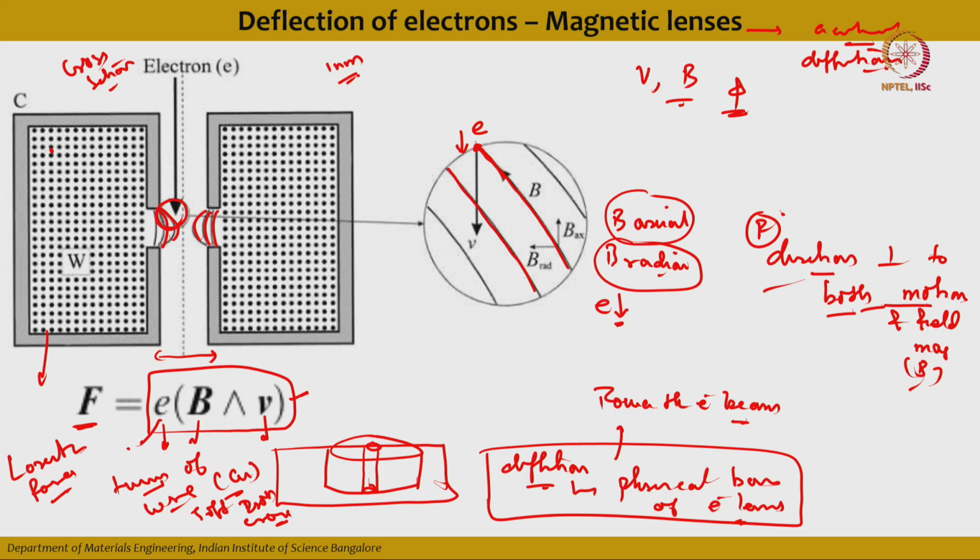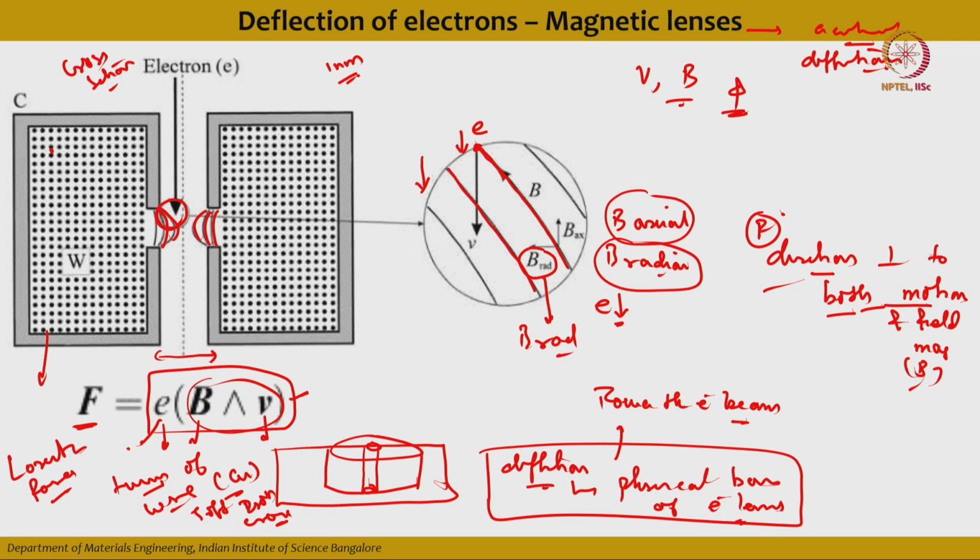Now you can see that the electron direction is downward and your B axial component is parallel to this direction. It means that it is at an angle of 180 degrees. So if you do this B cross V, the force will be 0 in the axial direction, but the B radial component is perpendicular to the movement of this particular electron. So you will have a force which is created by the B radial component.